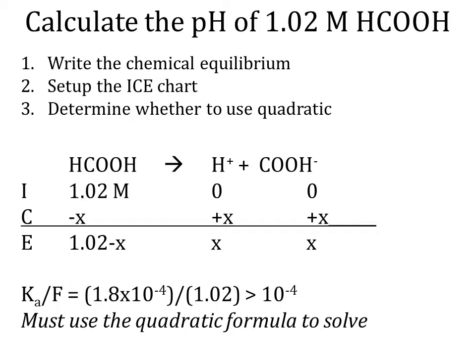In order to determine this, we divide Ka, the equilibrium value for formic acid, which is 1.8 times 10 to the minus 4, by the formal concentration of formic acid, which is 1.02. When we divide those, the quotient is greater than 10 to the negative 4, which means we must use the quadratic formula to solve.